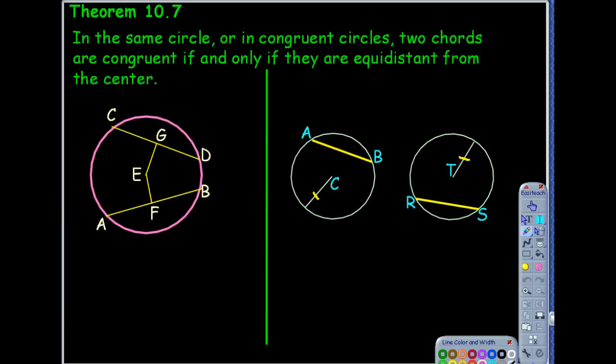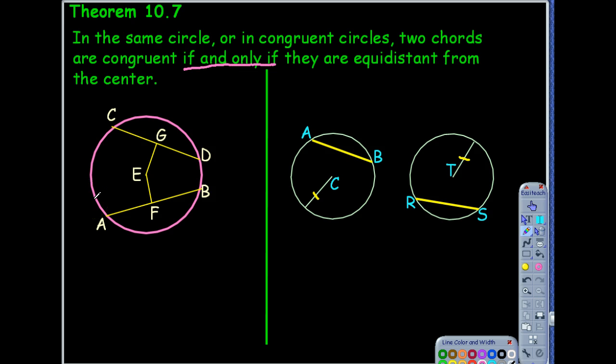Awesome. All right, last theorem, and then we'll do a few examples. Not a ton of examples, just a lot of information. It says, in the same circle or in congruent circles, this is kind of like a couple theorems ago, two chords are congruent if and only if they are equidistant from the center. So here's one thing that I'm noticing. It's biconditional, so kind of going forwards and backwards.